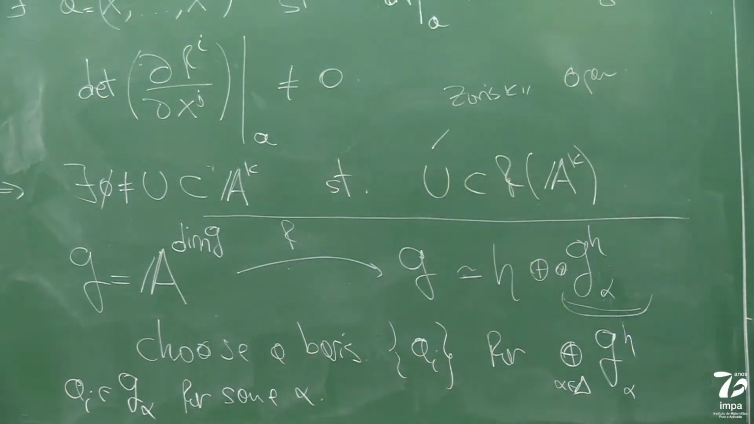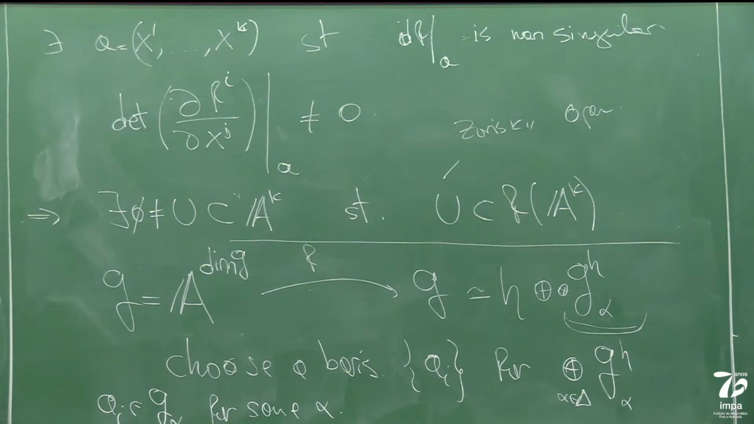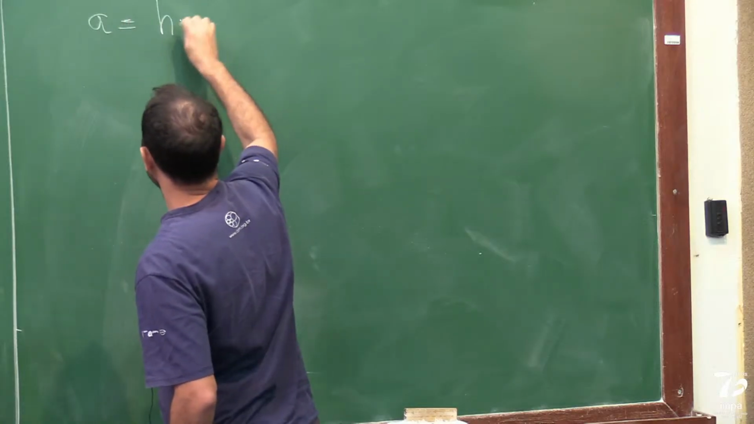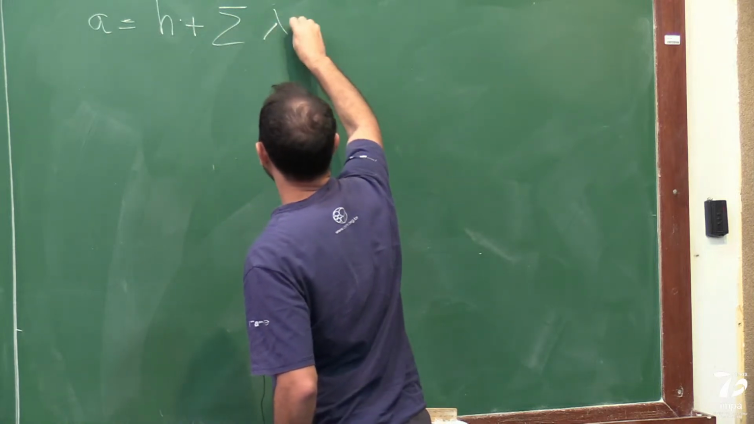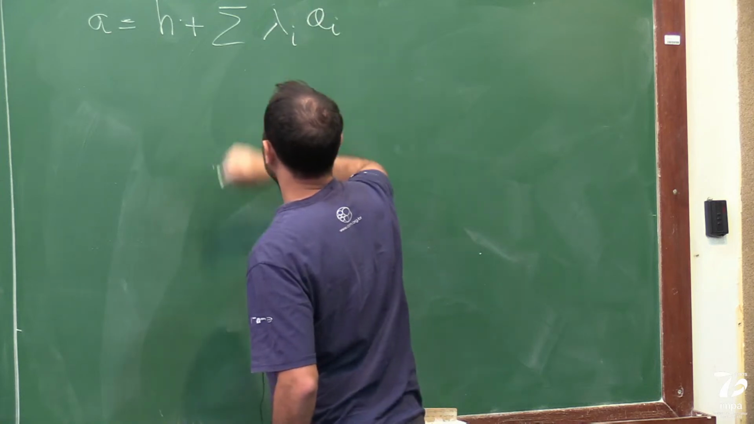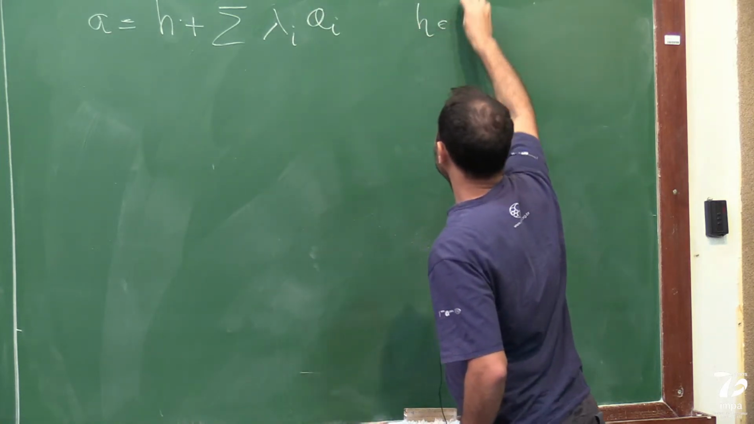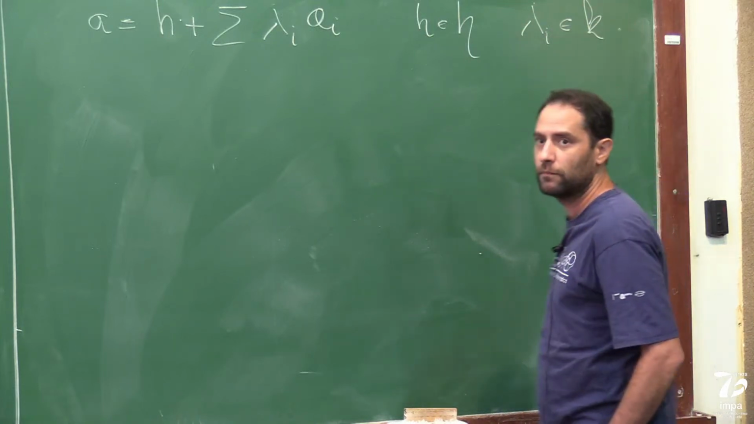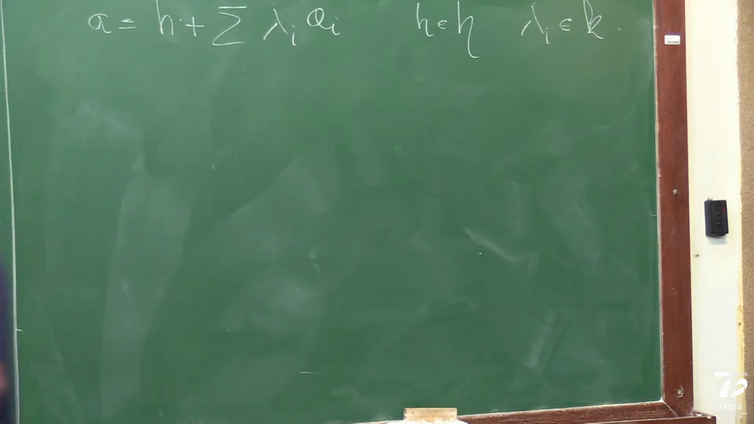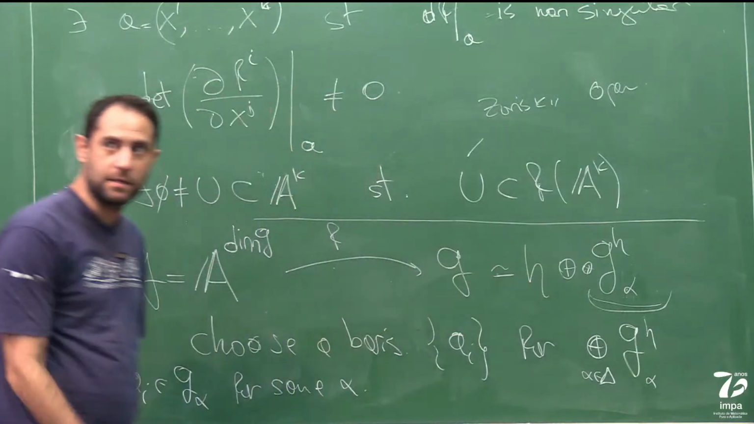And every element of G, therefore, can be written uniquely as some H plus the sum of lambda_i A_i, where H is in the Cartan subalgebra and the lambda_i's are in your field. Okay, so we've chosen a basis of this part, and I don't care about picking a basis of H.